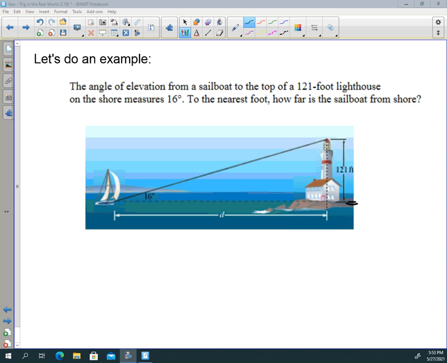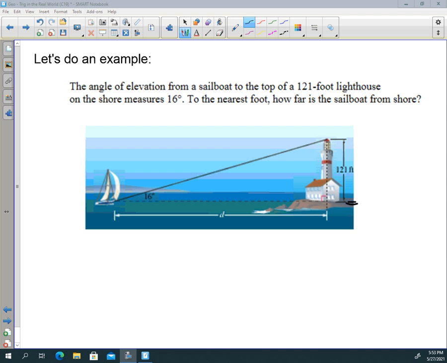The angle of elevation from a sailboat to the top of a 121-foot lighthouse on the shore measures 16 degrees. To the nearest foot, how far is the sailboat from shore? So this is a very typical use of trigonometry in the real world. Sailors need to know trigonometry so they don't dash their boats on rocks that are close to shore.